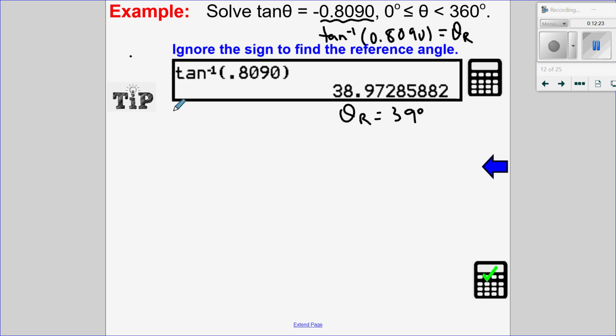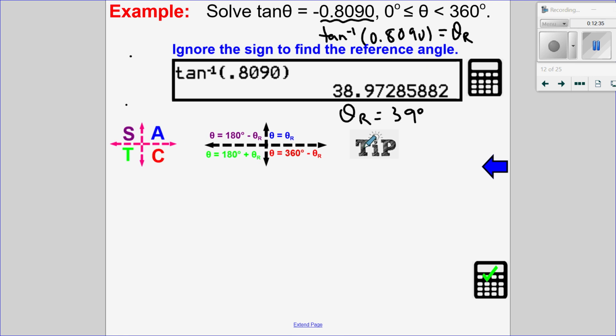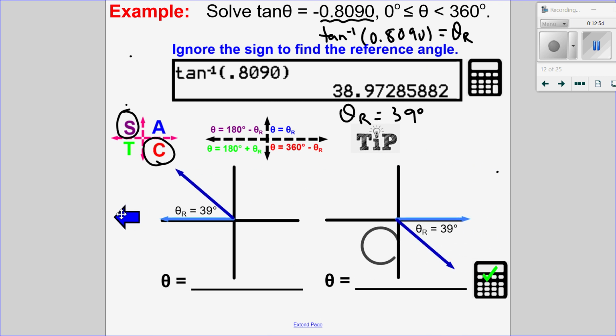So what I want to do now is look at the sign. The sign of tangent is negative. So I want to find out, where is tan negative? Well, tan is negative in two places. It's negative in quadrant number 2, and it's negative in quadrant number 4. So I can put that reference angle in those two quadrants to figure out what the angle is.